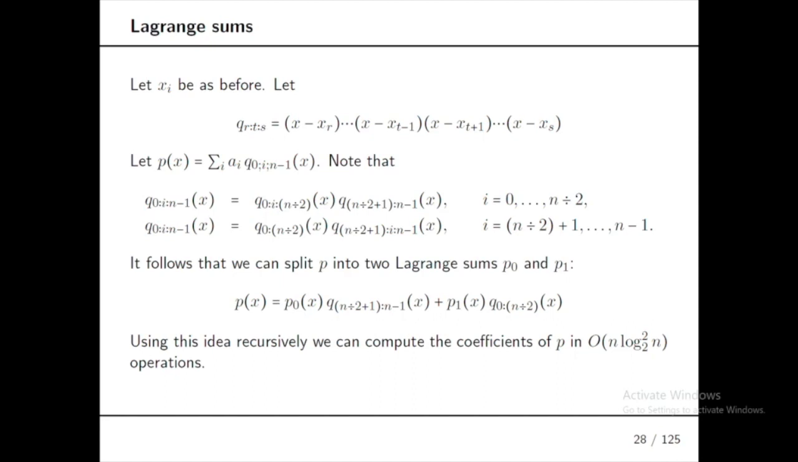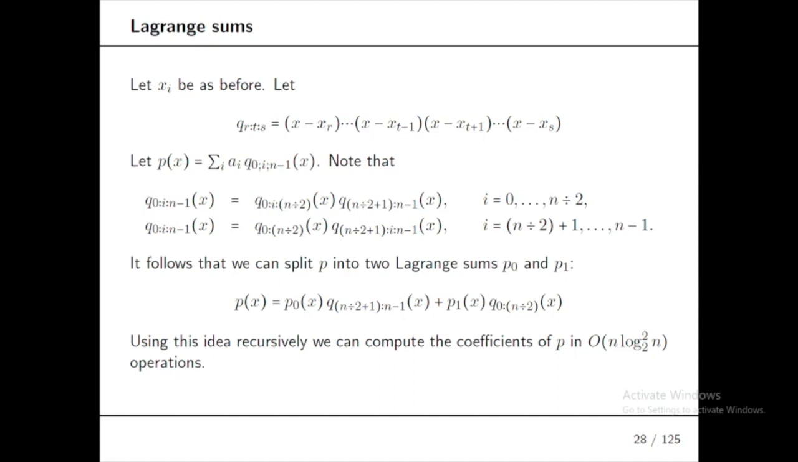If I substitute this back into p of x, I see that the whole sum splits into two Lagrange sums of degree n over 2 instead. So we have the splitting we want. The splitting is done over these polynomials, which I've already computed in n log squared n flops. So the splitting can be done, and then you just use this idea again.